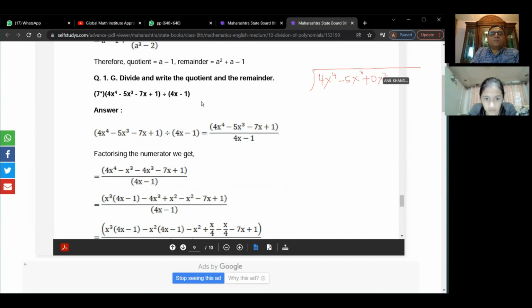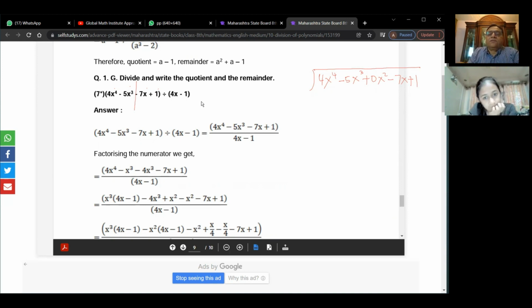Will you rearrange it or will we not rearrange it? So it is already in proper order, 4, 3, 1, and 0. So one term is missing, which is the x square term. So we'll put a 0x square as a placeholder, correct? Because one term is missing.